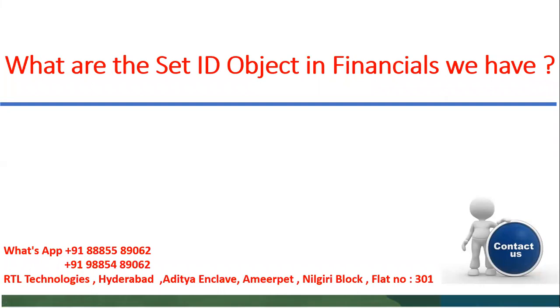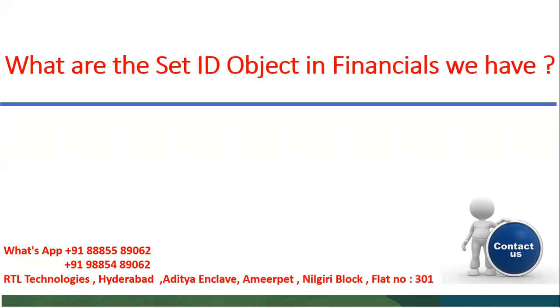I'm here with another question in Oracle Fusion Financials. What are the set ID objects we have in financials? Set ID means reference data set. In human capital management, we have only four. What are those four? Job, location, department, grade.